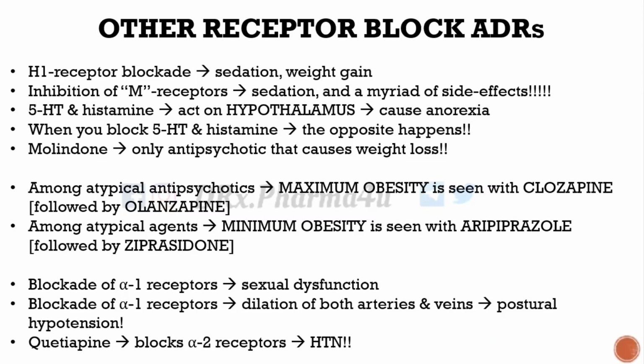Quetiapine actually blocks alpha-2 receptors. So please understand that alpha-1 and alpha-2 have opposite actions. Alpha-1 receptor increases noradrenaline. Alpha-2 receptors reduce noradrenaline. So if quetiapine is blocking alpha-2, that means noradrenaline will increase. So it can lead to hypertension.